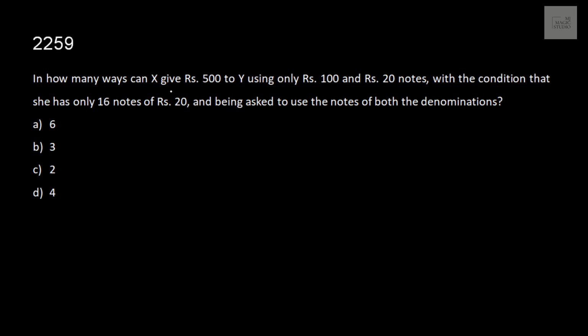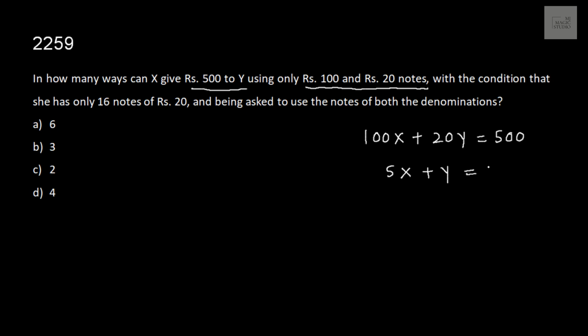In how many ways can X give rupees 500 to Y using only 100 and rupees 20 notes? Okay, so can we have this equation? 100x plus 20y is equal to 500. If I divide this by 20, it will become 5x plus y is equal to 25. Now, actually this sum is simple, the equation is 5x plus y equals 25, and we need to find the values of x and y such that they are integers.